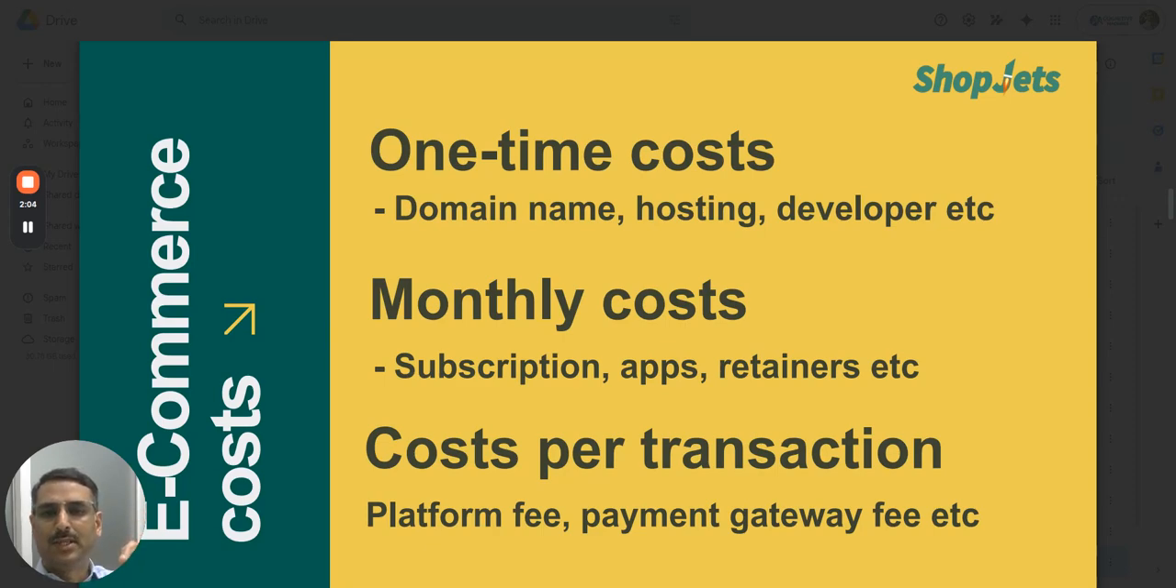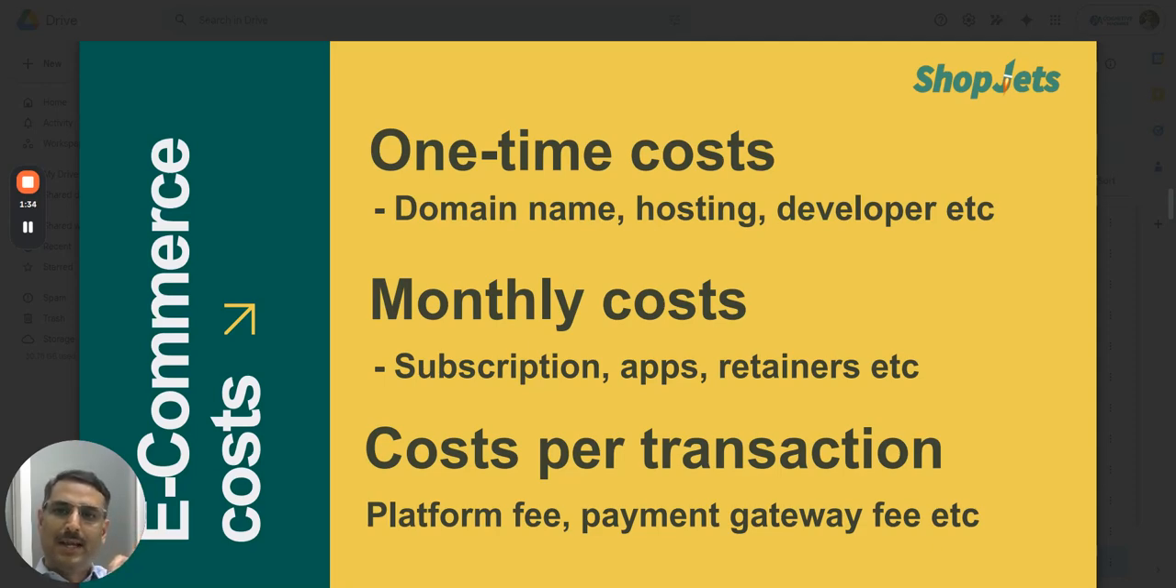The monthly cost is nothing but the subscription cost that comes from the platform. For example, Shopify has a subscription cost, but it doesn't have a hosting cost because it's SaaS software. But if you use WooCommerce, it does not have a subscription cost, but it has a hosting cost. Things like that are different for each platform. There are pros and cons, and those come under the monthly cost category.